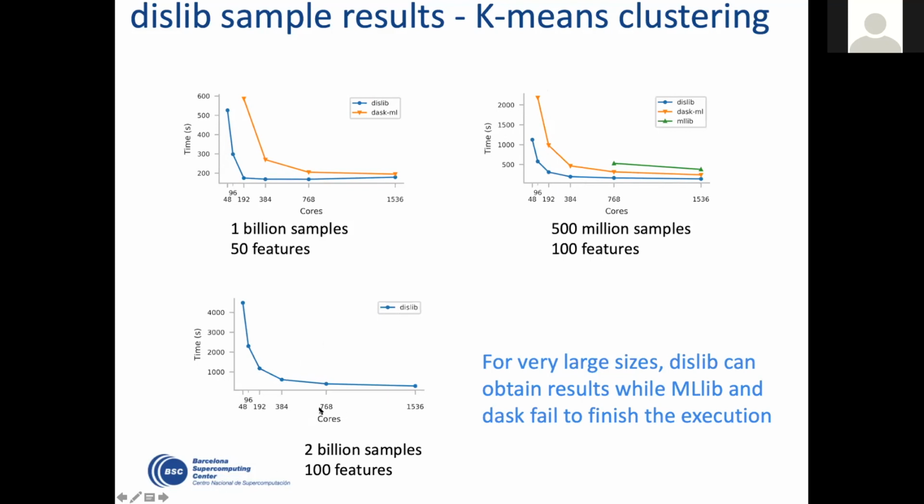And here we have a case with 2 billion samples and 100 features that neither dislib nor MLlib were able to run with any of the configurations we tried. So we have no comparison because of this, as we're not able to run.